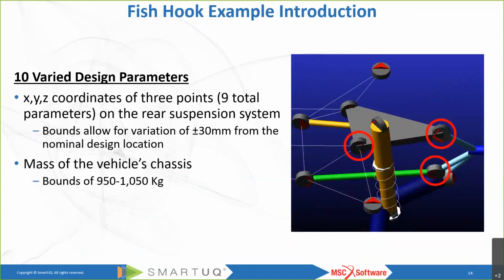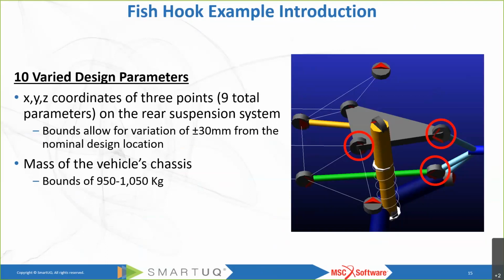There's 10 design parameters that are going to get varied in this study. So the first 9 parameters are geometric related parameters. So we're looking here at the rear suspension system of the model, and we have 3 points circled in red. And with each of those 3 points, there's an X, Y, Z coordinate position we can manipulate. And so those are the 9 design parameters we're looking at, the X, Y, Z coordinate for each of those 3 points.